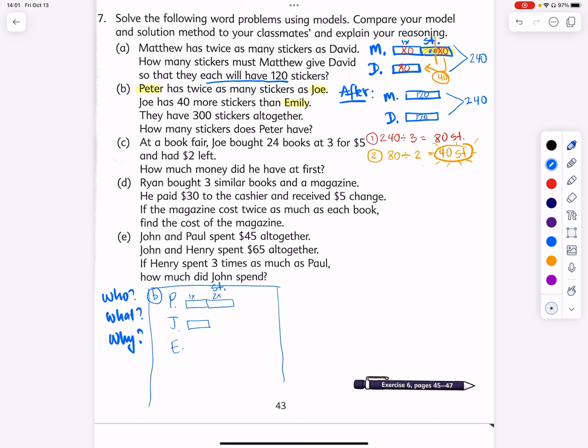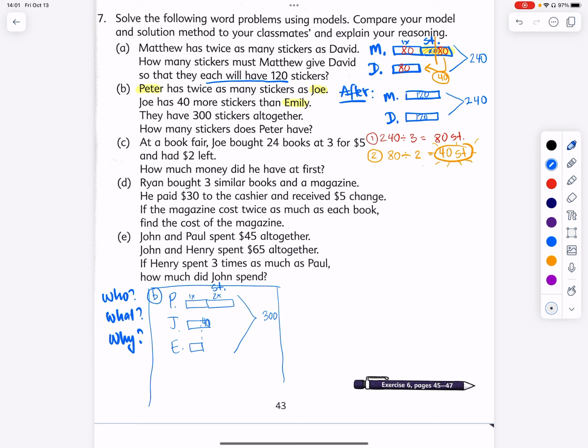Okay, next sentence. Joe has 40 more than Emily. If Joe has 40 more, that means Emily has less. If Emily has less, what is the difference between Joe and Emily? Well, they tell us Joe has 40 more. That means the difference is 40 stickers. Okay? And final piece of information, altogether they have 300 stickers.